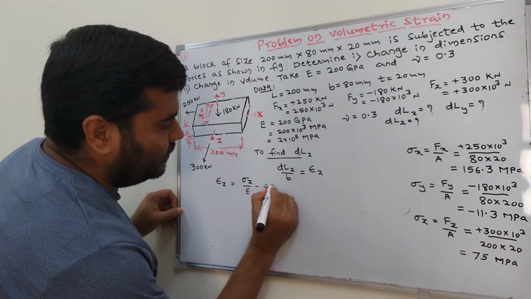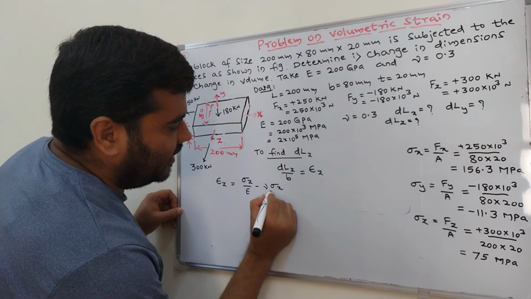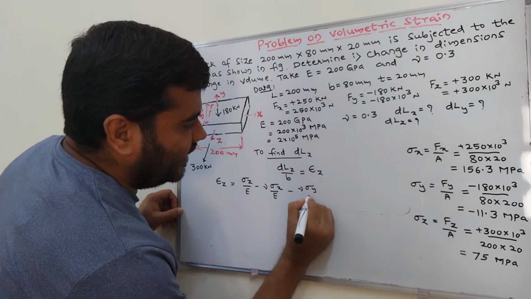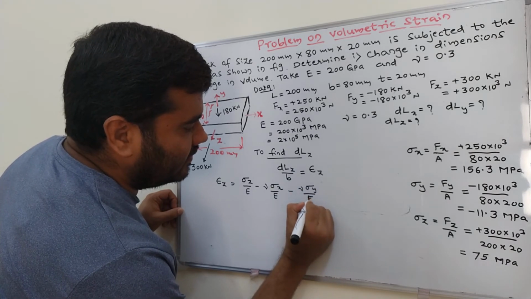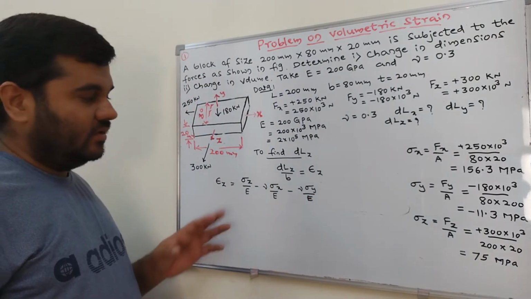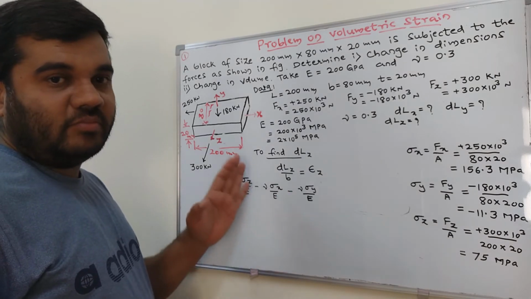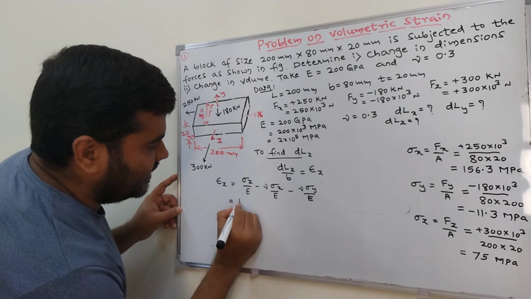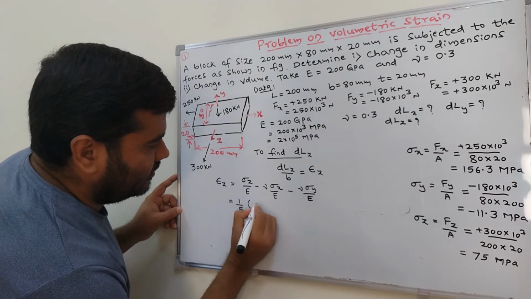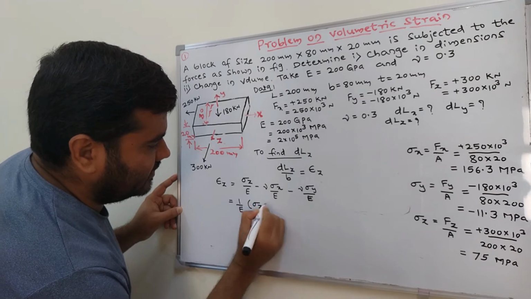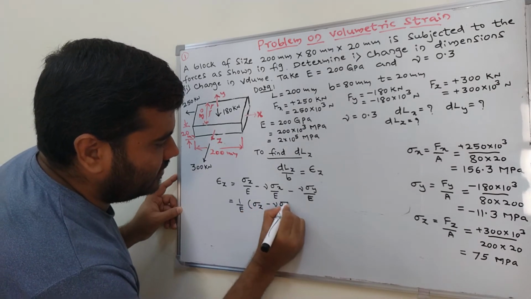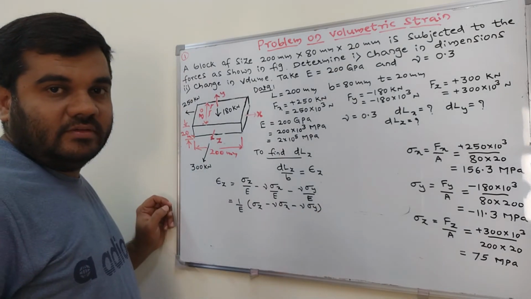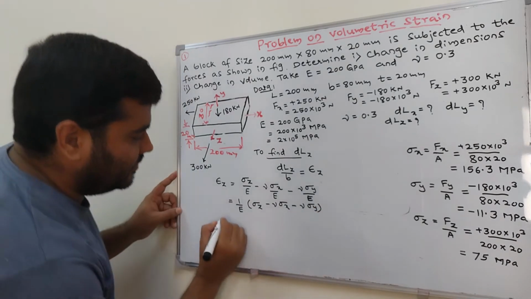Minus nu into stress in x direction divided by E, minus nu into stress in y direction divided by E. We are frequently using these formulas. Next, if I take 1 by E as common, I will get sigma z minus nu into sigma x minus nu into sigma y. Okay, substitute the values now.